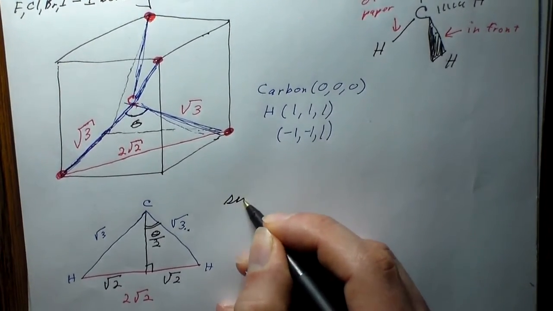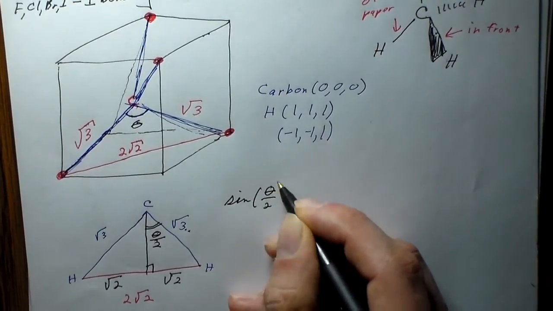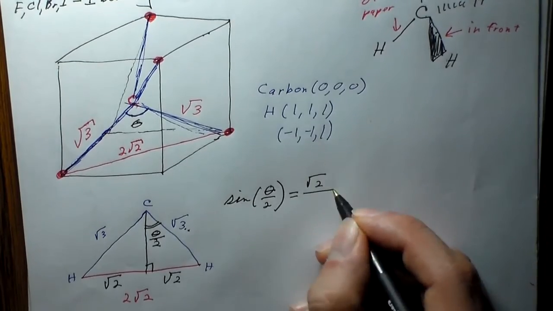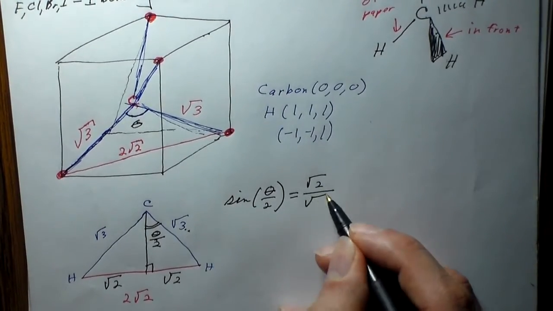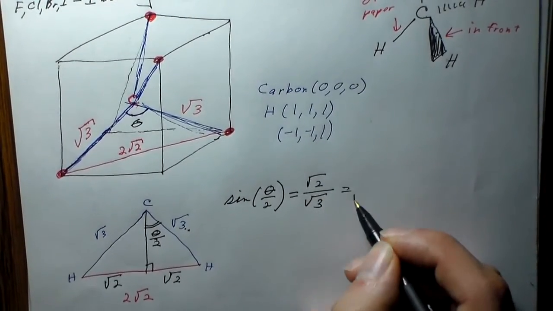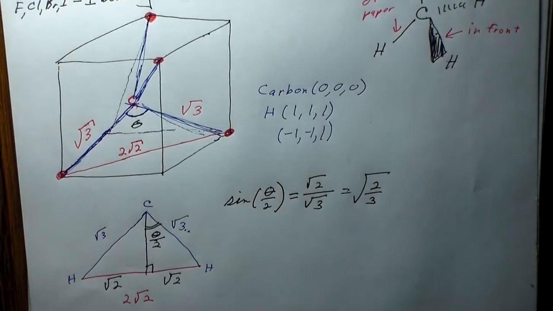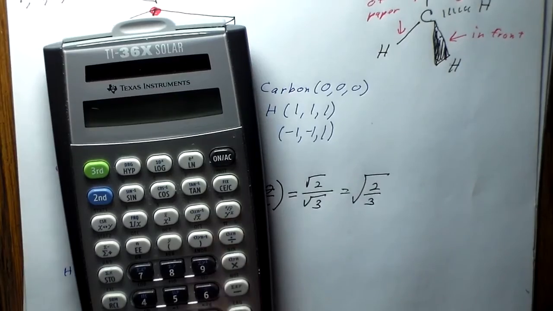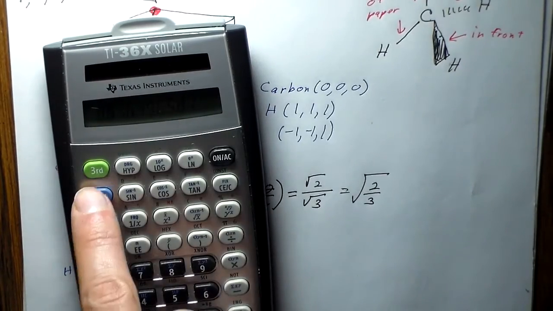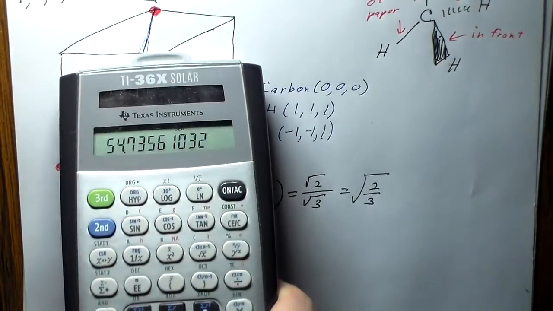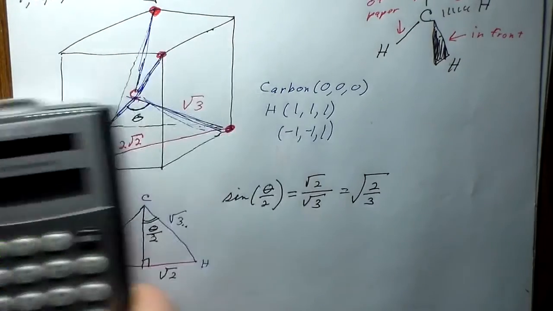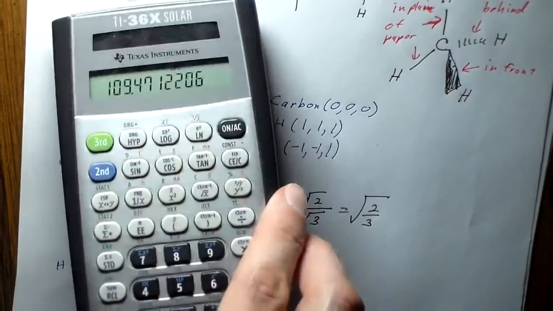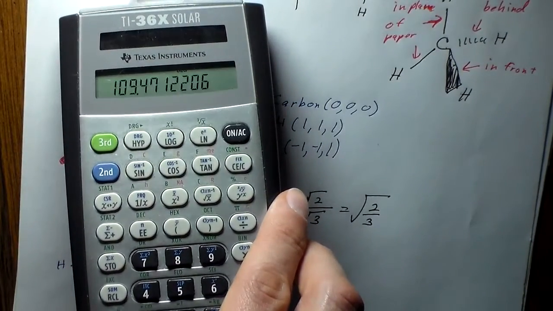So here, the sine of theta over 2 is equal to my opposite, which is the square root of 2, over my hypotenuse, square root of 3, which is equivalent to the square root of 2/3. Then you just go along, figure out the inverse sine of that: 2 over 3, square root, inverse sine. So that works out to be 54.7 degrees, but of course that's theta over 2. So then I multiply this by 2, and I get the very famous, what we call 109.5.